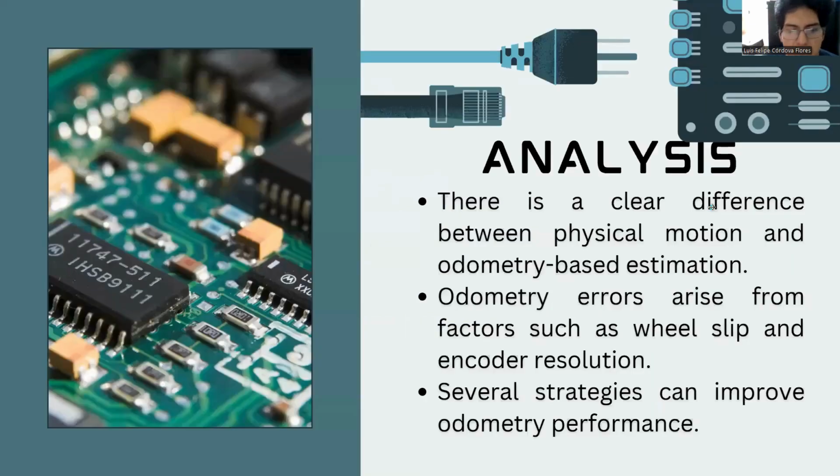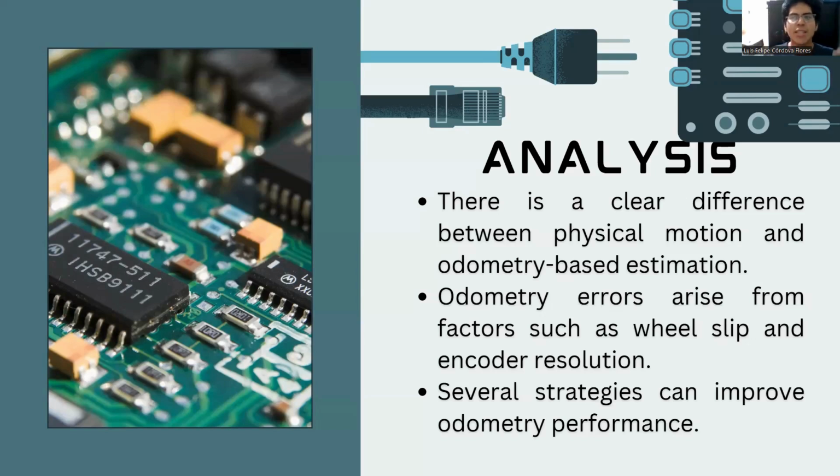Then we have the analysis. The first point is that there is a clear difference between physical motion and odometry-based estimation. The robot moved correctly, but the trajectory reconstructed from the encoder data shows distortions, demonstrating that odometry alone is not fully reliable. Second point is that odometry errors arise from factors such as wheel slip and encoder resolution.